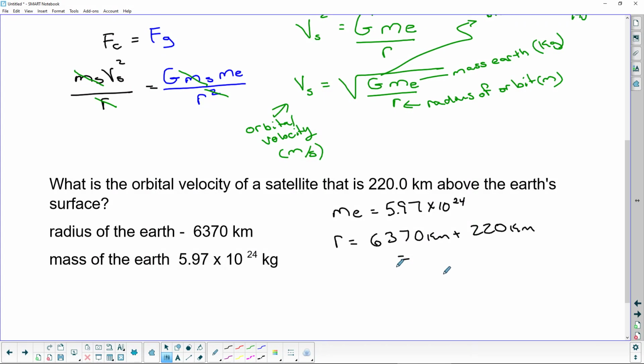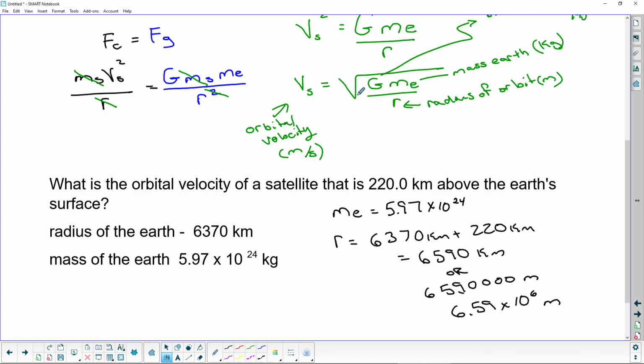So if we add 220 kilometers to that, that's 6,590 kilometers. There's 1,000 meters per kilometer, so we multiply by 1,000. If we want to write this in scientific notation, that's 6.59, so we're here, 1, 2, 3, 4, 5, 6, times 10 to the 6th meters.